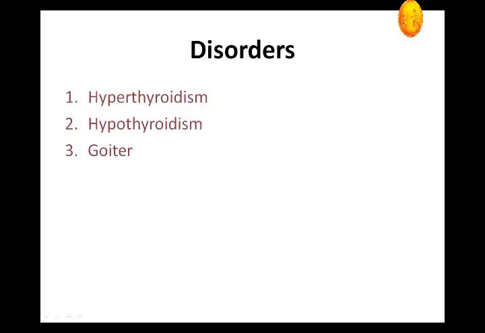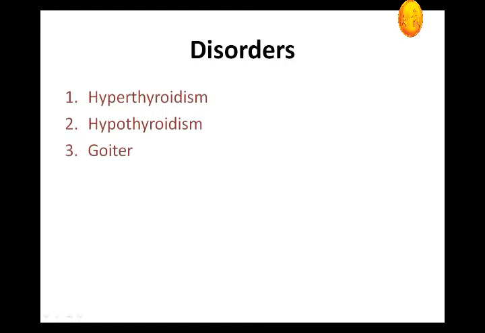Now, this is the very important part: thyroid hormone disorders. I already told you in the first lecture, with normal secretion of hormone, there is no problem. When there is hyposecretion, there is a disorder. When there is hypersecretion, there is also a disorder. Now, please listen carefully. When there is increased secretion of the hormones T3 and T4, it is called hyperthyroidism.